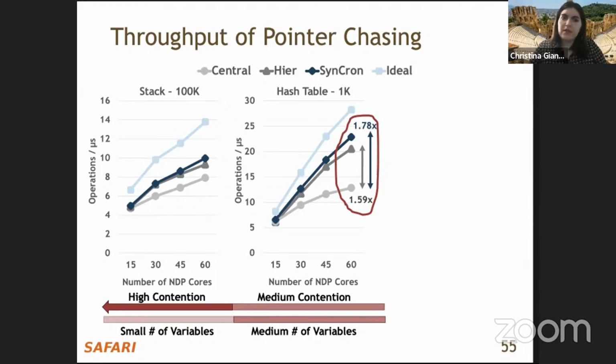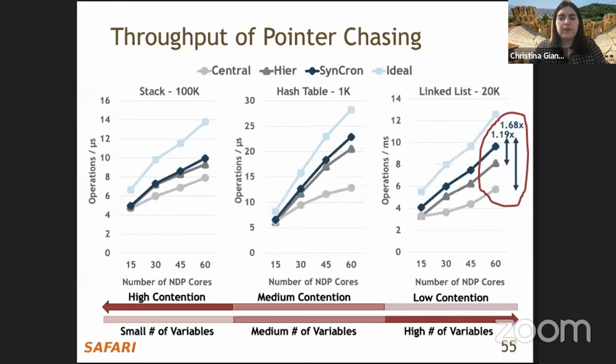As mentioned, in the hierarchical schemes, we have one dedicated NDP core or one synchronization engine per NDP unit. So we have more engines or more cores that concurrently process multiple synchronization variables, and therefore we have higher execution parallelism.